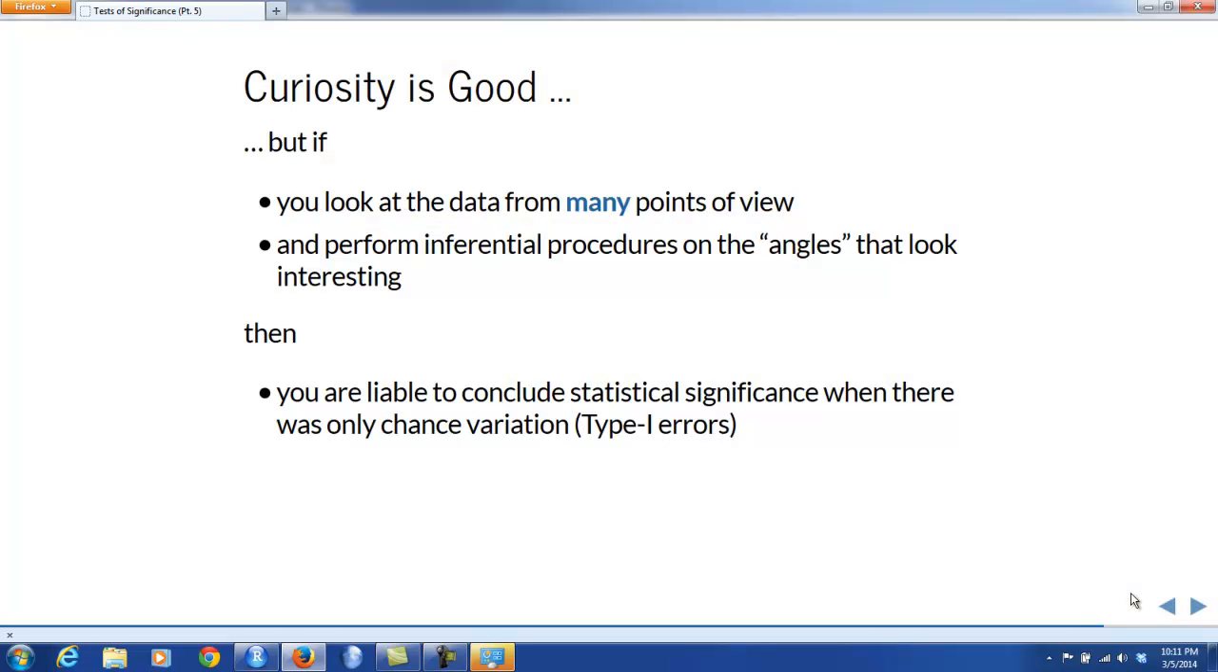Now, I'm not saying it's bad to do these tests or to look around in the data. Curiosity is a very good thing. But if you look at the data from many points of view and then perform inferential procedures on those angles that look interesting or promising, then you're liable to conclude statistical significance when there was only chance variation. More technically, the real probability of committing type 1 errors, when nothing's really going on, is higher than that nominal probability given by your alpha cutoff level.